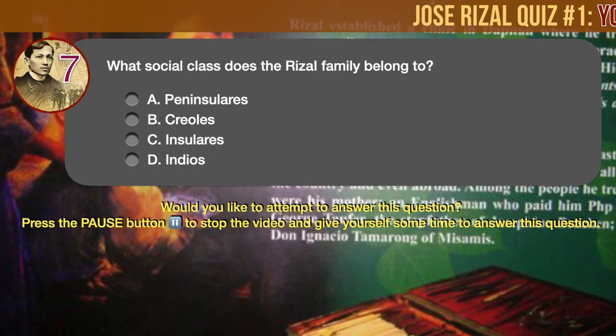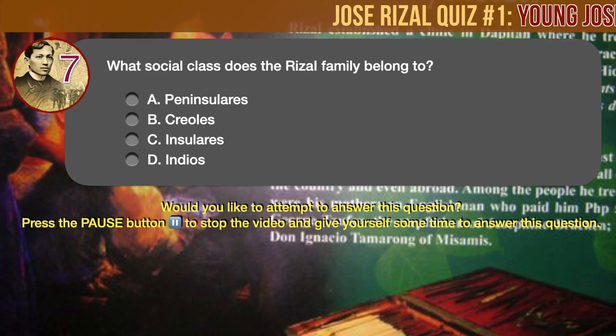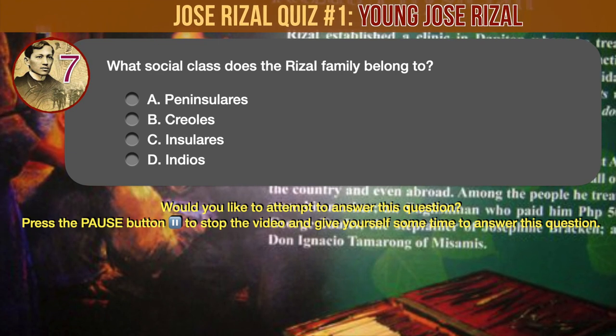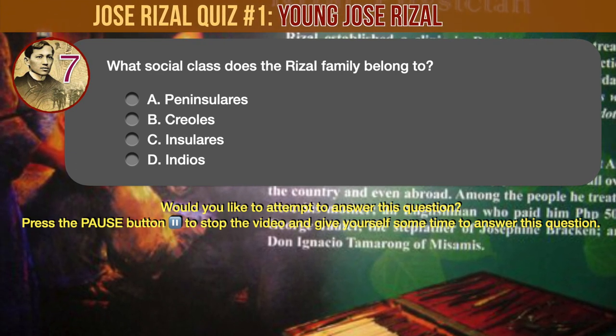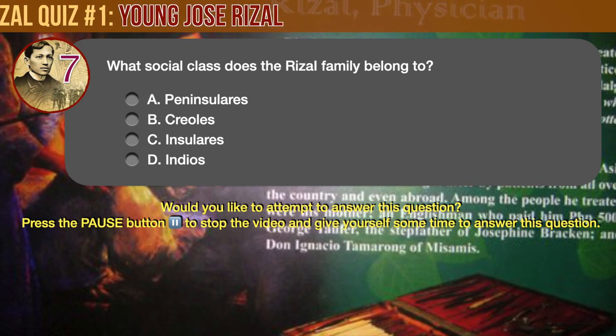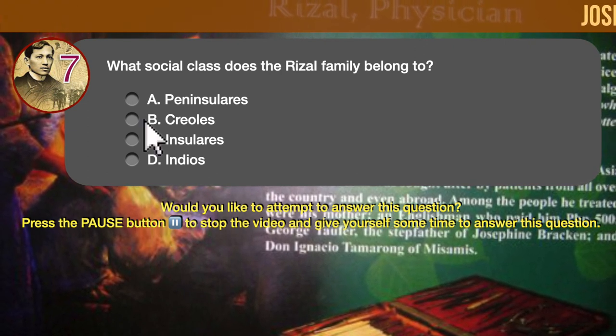Question number 7. What social class does the family of Jose Rizal belong to? A. Peninsulares. B. Creoles. C. Insulares. D. Indios. The correct answer is B.